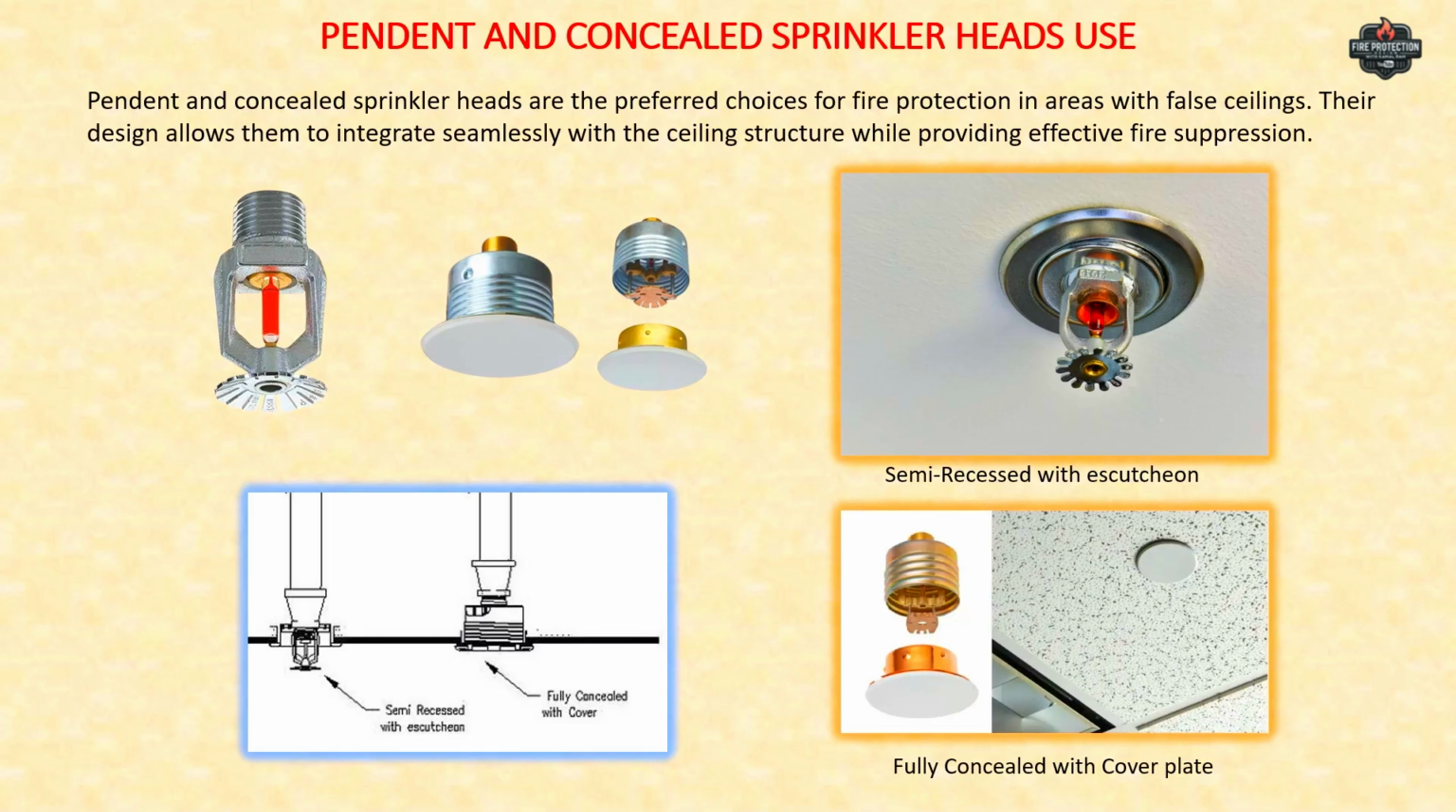Concealed sprinklers are designed to remain hidden until activated, making them perfect for spaces where aesthetics are important, such as high-end residences, commercial buildings, and luxury hotels. These sprinklers have a cover plate that falls away when the sprinkler is activated, allowing the sprinkler to function without compromising the visual appeal of the space.